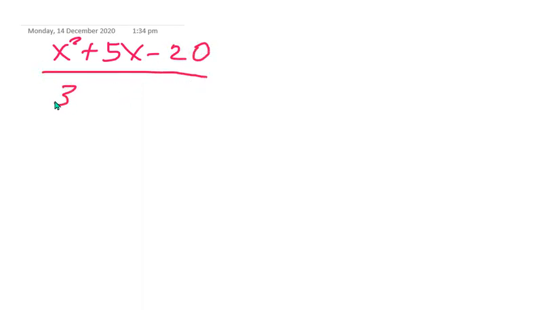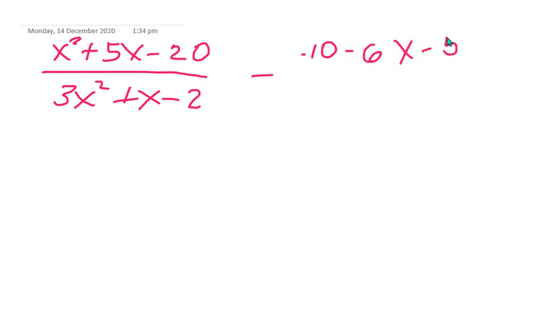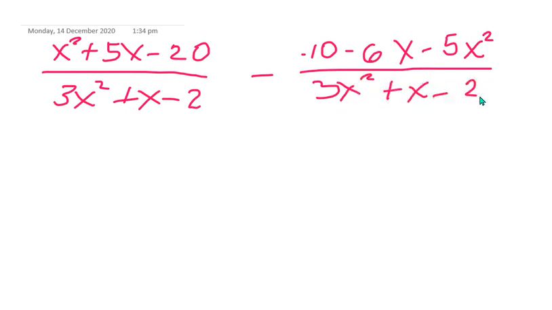How about this one? If we have negative 10, how are you going to subtract x squared plus 5x minus 20 over 3x squared plus x minus 2 minus negative 10 minus 6x minus 5x squared over 3x squared plus x minus 2.